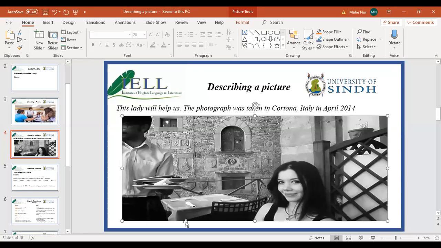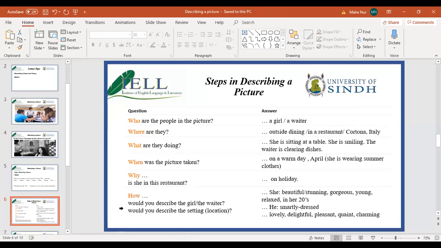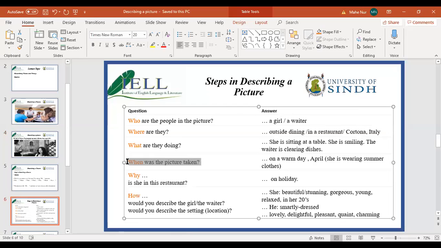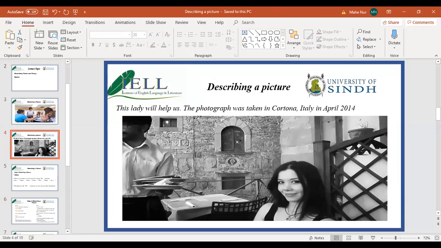Very good, people. Three questions are done: who, where, what. Now you will ask when was the picture taken. Depending on the situation in the photograph, you will guess, or maybe you will be provided with some kind of information about when the picture was taken. For example, if you are showing some photograph of your school days to your friends, it is obvious that you know the time. But if you do not know the time, then you will guess. Here in this photograph, you fortunately have a time.